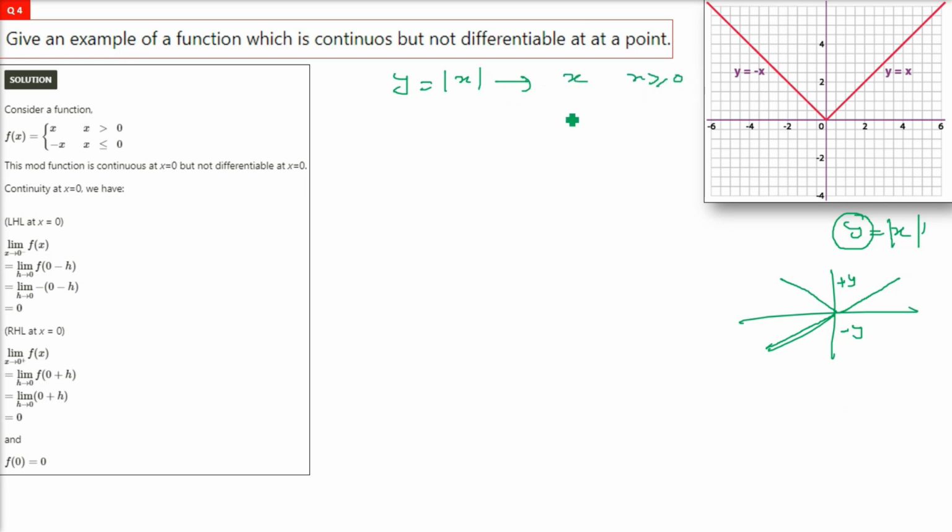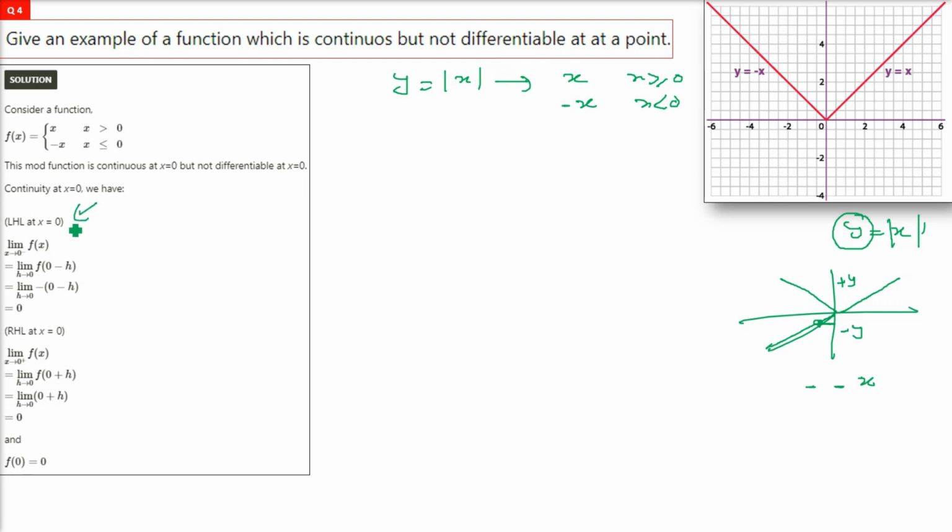That is how the definition of this function has come. Y equals modulus x will be x if x is greater than or equal to 0, or minus x if x is less than 0, because once you are below, there will be a negative value. Modulus x will always give you a positive value, so in order to get a positive value, you have to put a negative in front of it. That is how it is negative x. So this modulus function, or mod function, is continuous at x equals 0, but it is not differentiable at x equals 0. I hope you will be able to do it.